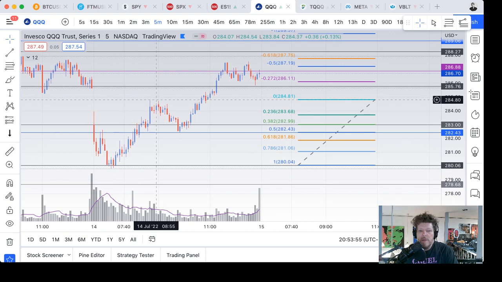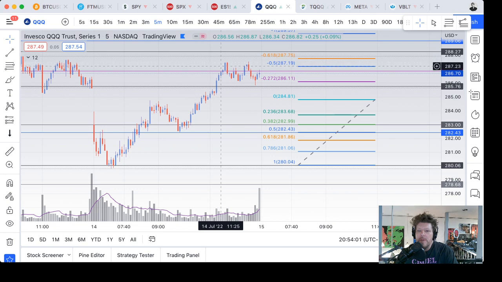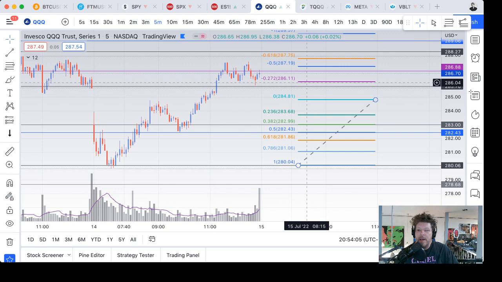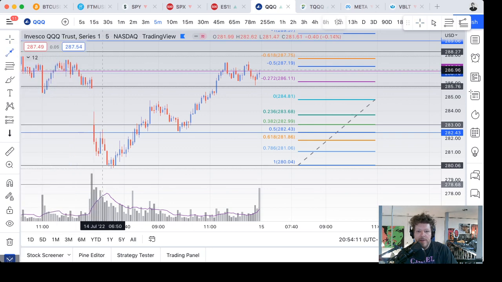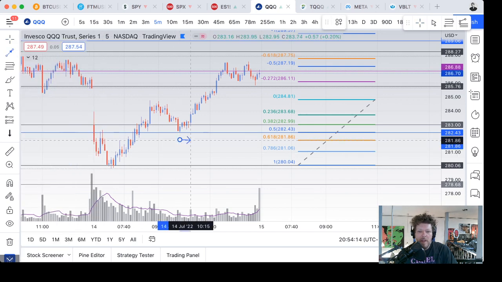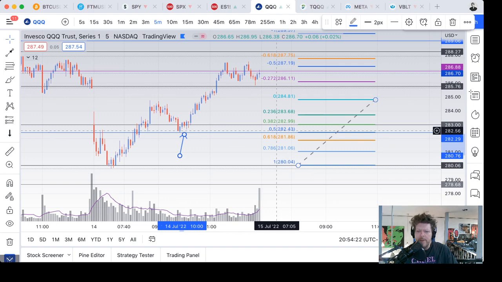Here's your 0, 1, 2. This one retraced to the 50% and got up to the 1.5% extension. At any rate, my first goal would be to hit these 1.272. So if I was going to trade this, I would be looking for this level of the retracement. I would be looking for either 0.5 or 0.618 or even 0.382.